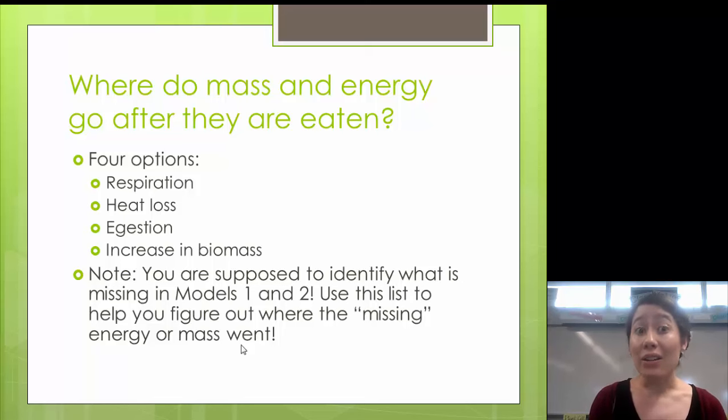And so any energy or mass that is not accounted for, when you add it up, you should be able to assign it to the missing categories. Use the list to help you figure out where did the missing mass or energy go? What happened to it that the packet wants me to figure out?